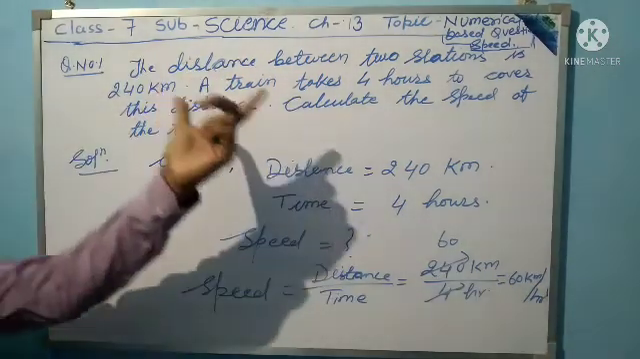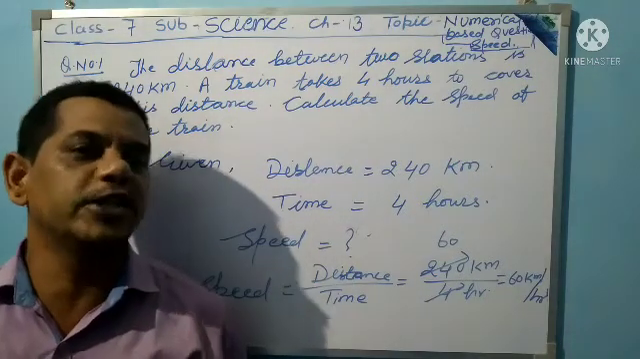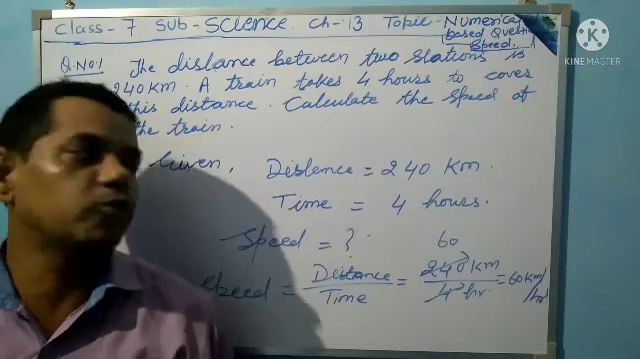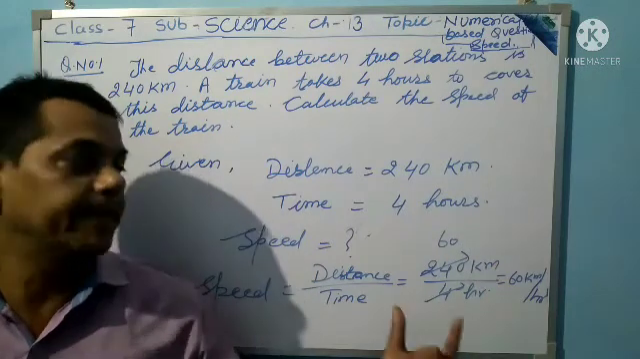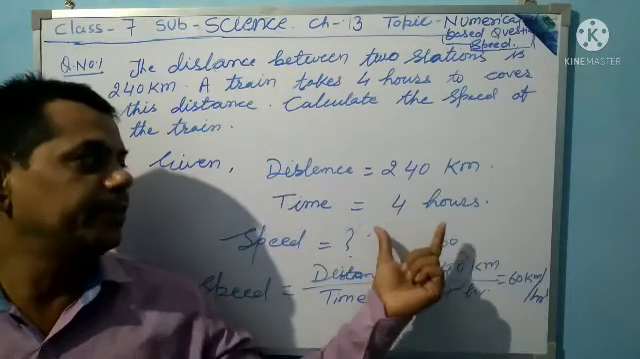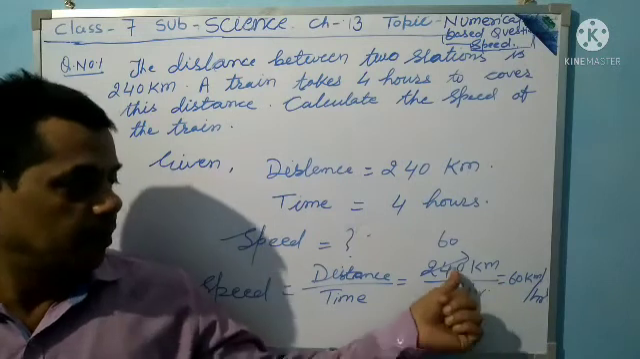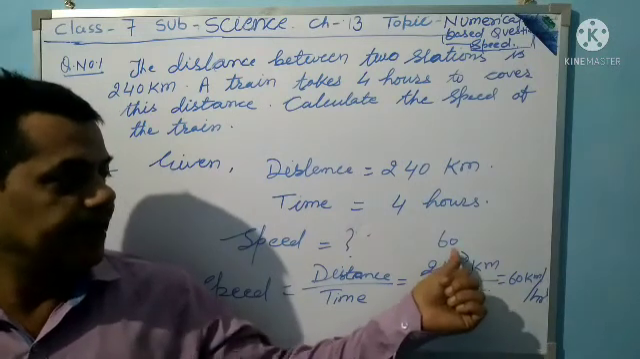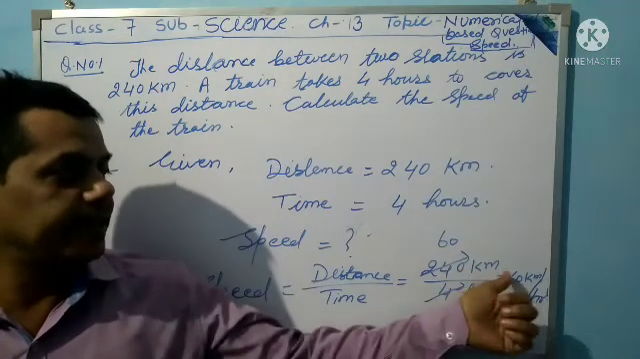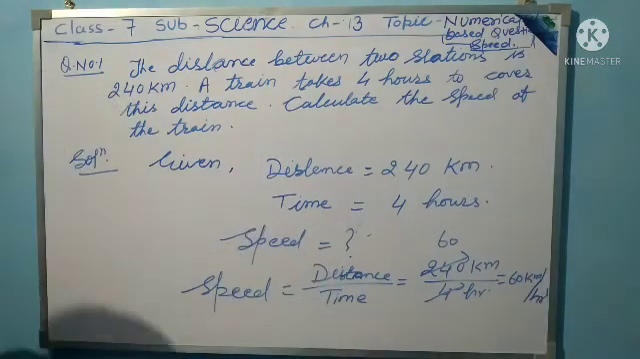So that is the calculation for this question. We know that in previous classes I also discussed the formula of speed: the total distance by total time. The distance given is 240 kilometers and the time given is 4 hours. So 4 sixes are 24 and the zero is taken, that is 60 kilometer per hour. That is the unit, kilometer per hour.